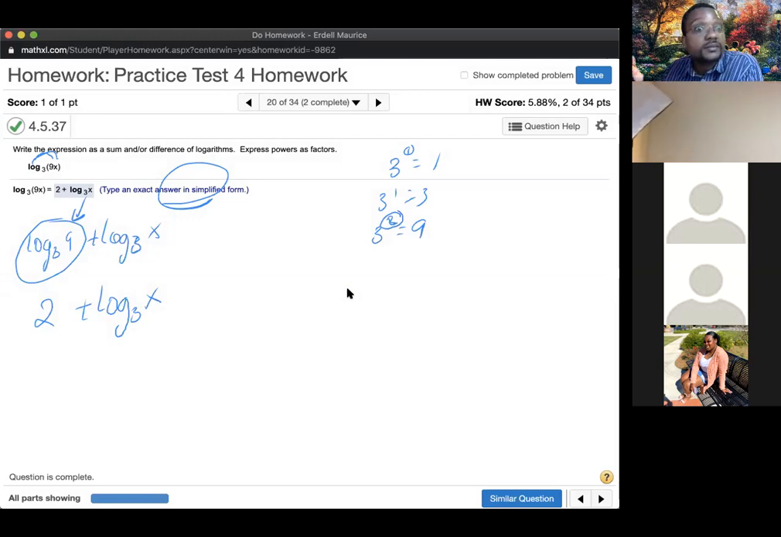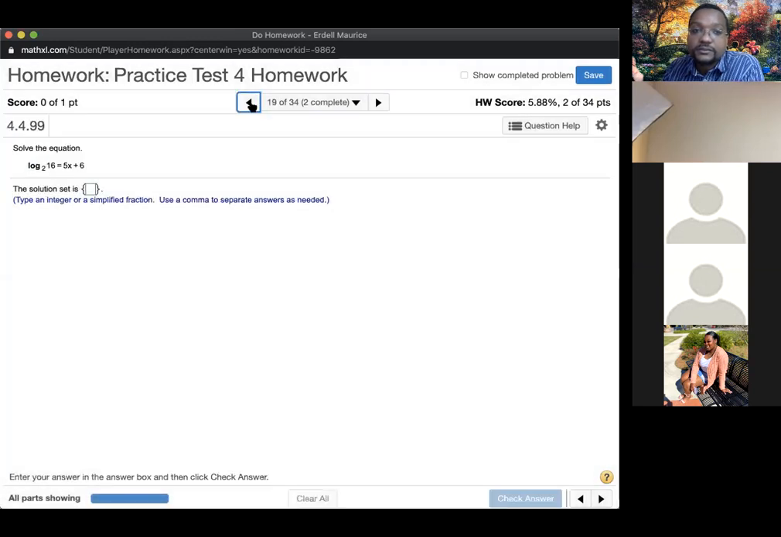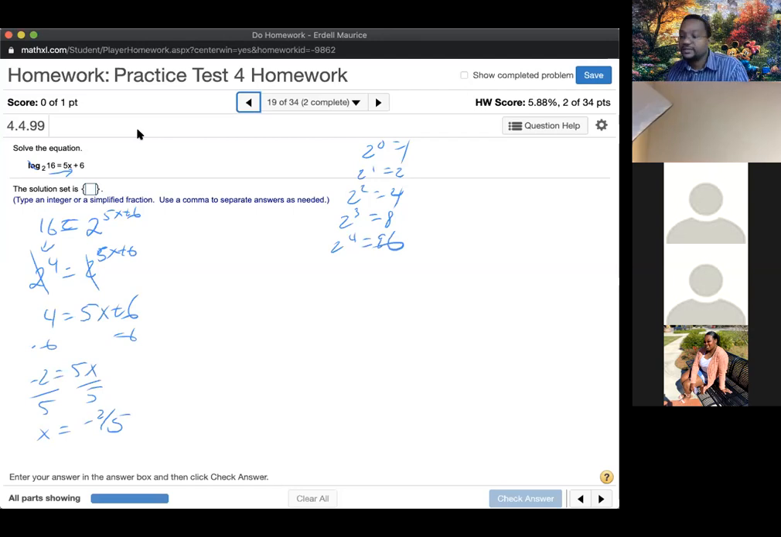I am about to clear. Solve the equation. Just convert the log to exponential form. Drop the log and take the base over. 16 is equal to 2 raised to the 5x plus 6 power. 16 is 2 to the 4th power, I believe. 2 to the 0 is 1. 2 to the 1 is 2. 2 squared is 4. 2 cubed is 8. 2 to the 4th power is 16. So that's right. These cancel. 4 is equal to 5x plus 6. Negative 2 is equal to 5x. Am I going too fast with the algebra part? So the answer is negative 2/5.